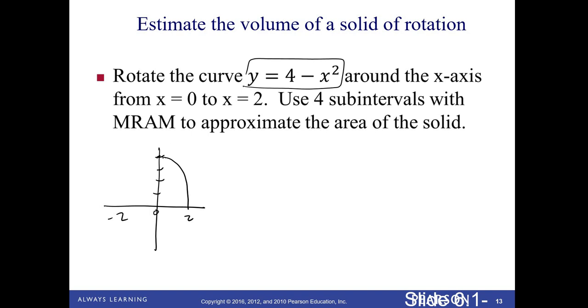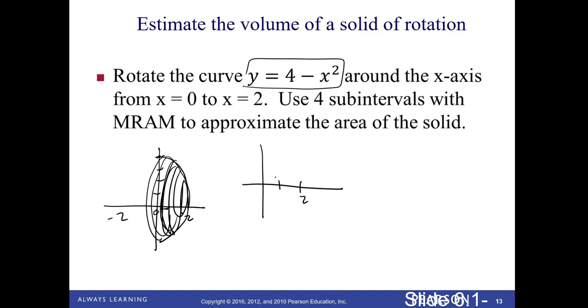And when I say rotate it, that means I'm going to take this whole curve. I'll show you this a little better in class too. But I'm going to take it and spin it around until I get a solid. Again, each one of these little curved pieces, my dx's, I want 4 subintervals with midpoint to approximate the volume. So I'm going to do just this part of my picture. I'm just going from 0 to 2. So each subinterval will be 1/2. So now my dx is 1/2.